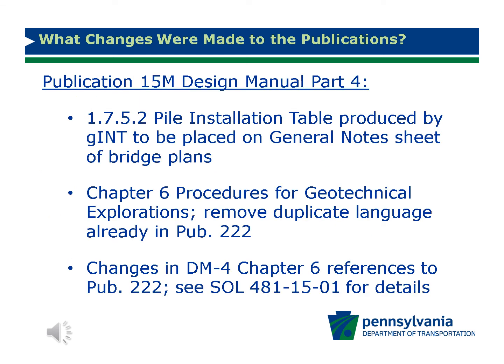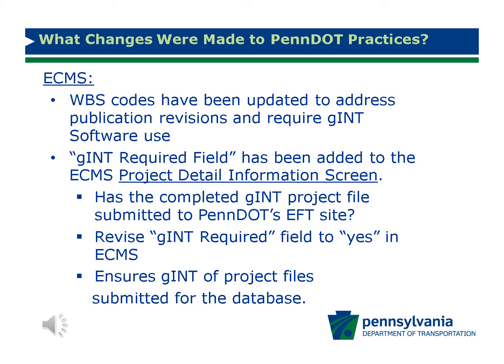Publication 15M, Design Manual Part 4, was updated to require GINT software to create the pile installation table. In addition, Chapter 6 of DM4 was revised to delete sections which were duplications of Publication 222 requirements. Other DM4 changes were largely editorial in nature and were related to the references to portions of Chapter 6, which had been deleted. The ECMS WBS codes for engineering agreements have been updated to address the revisions to the publications and to require the use of GINT software.